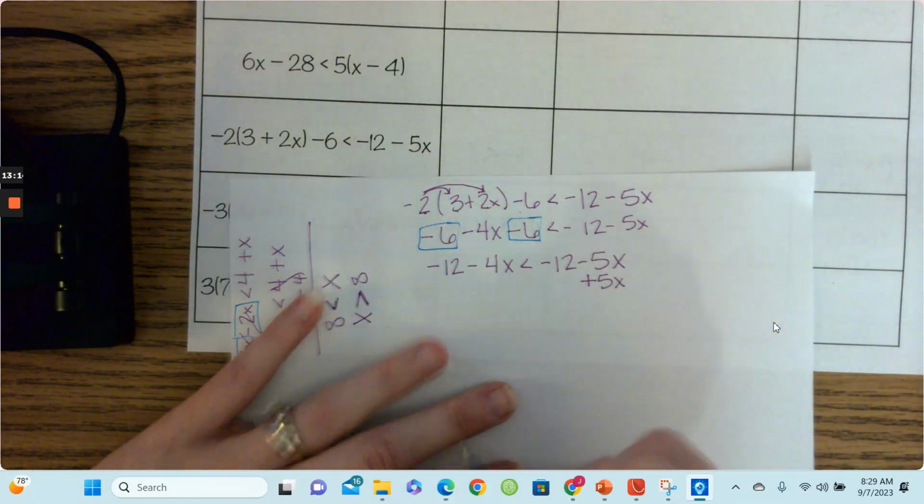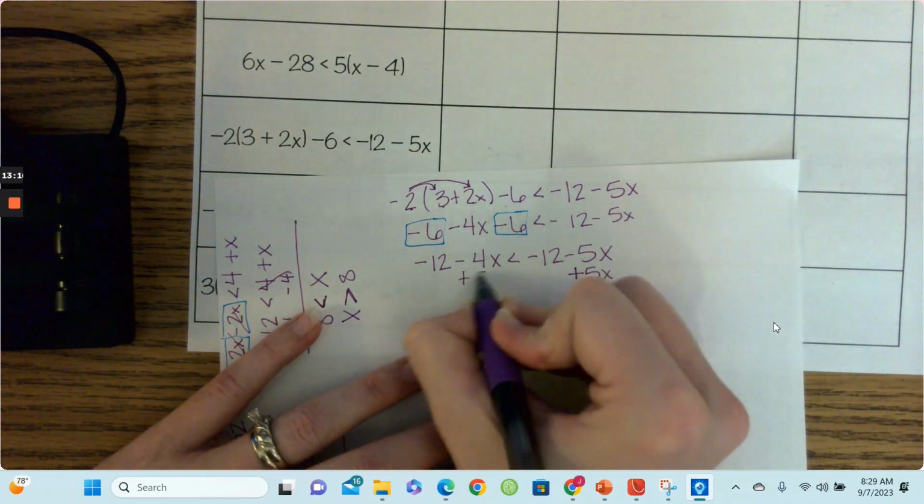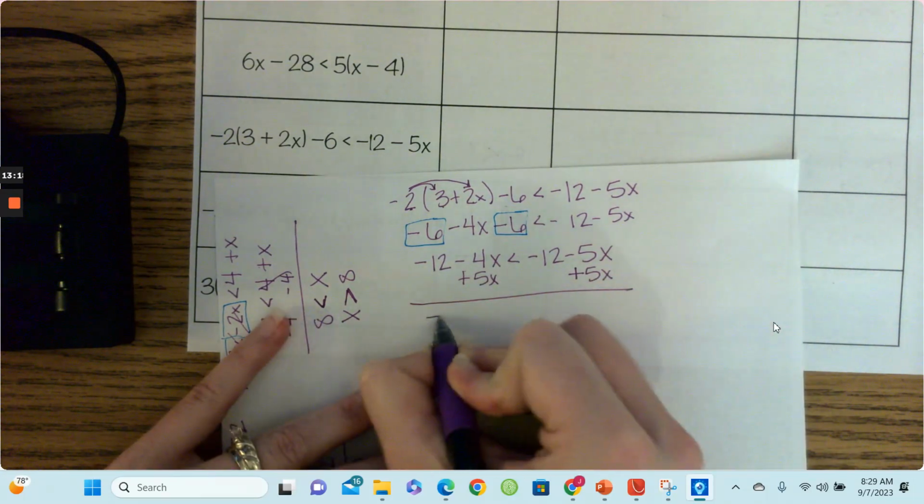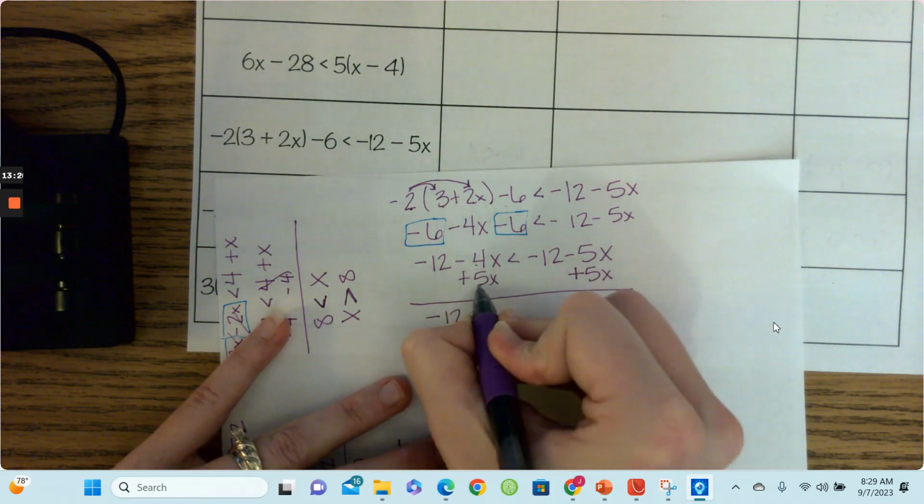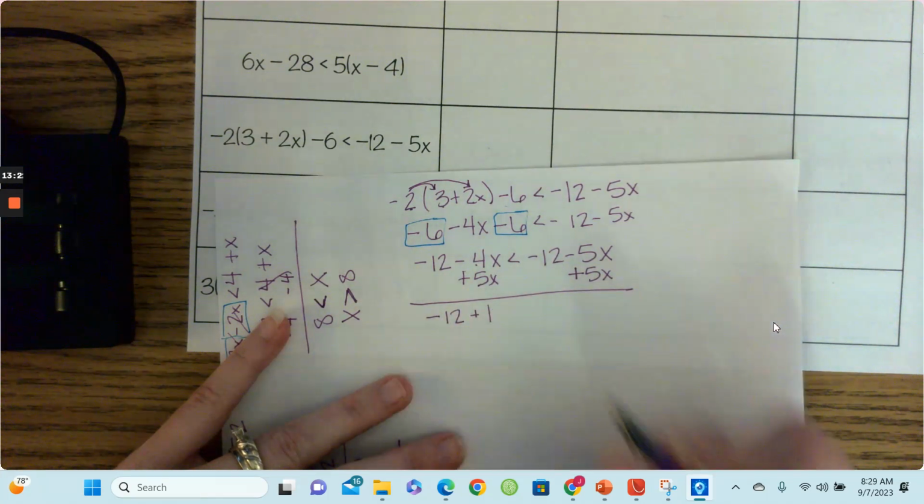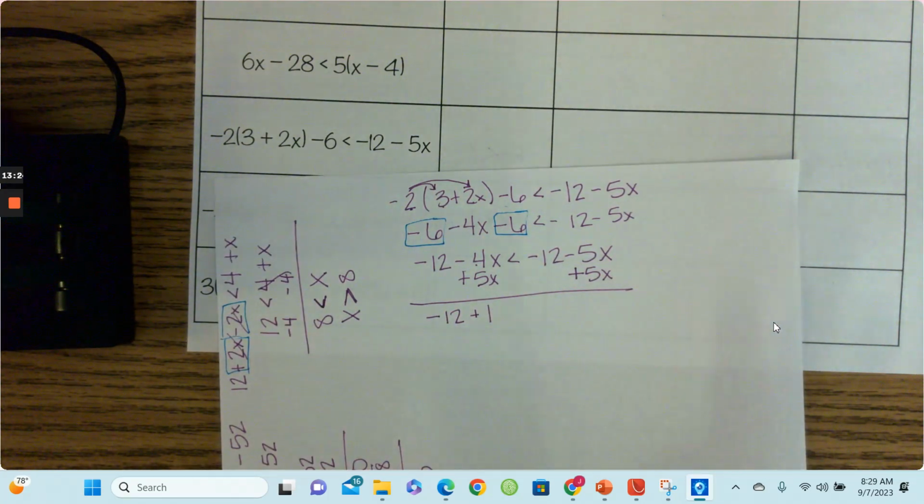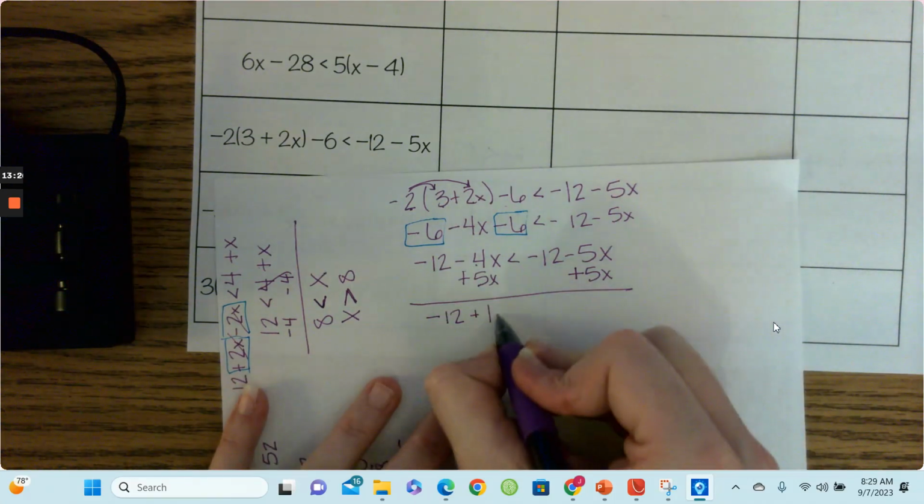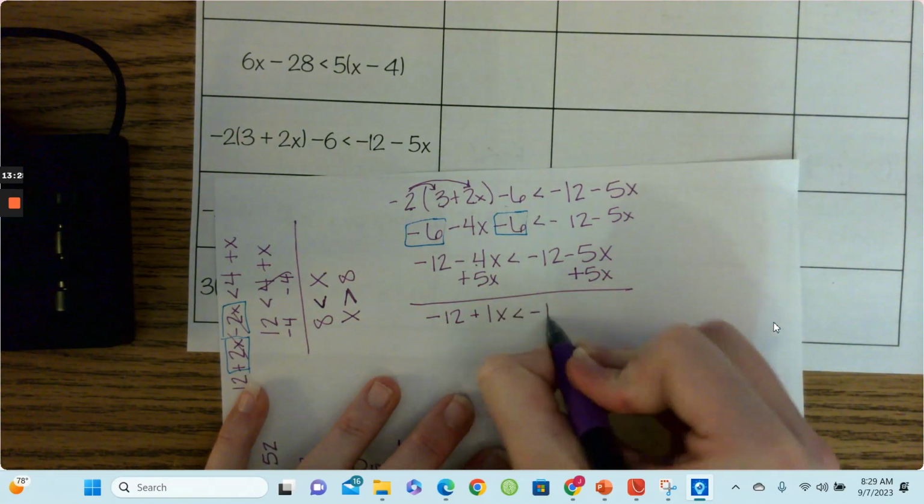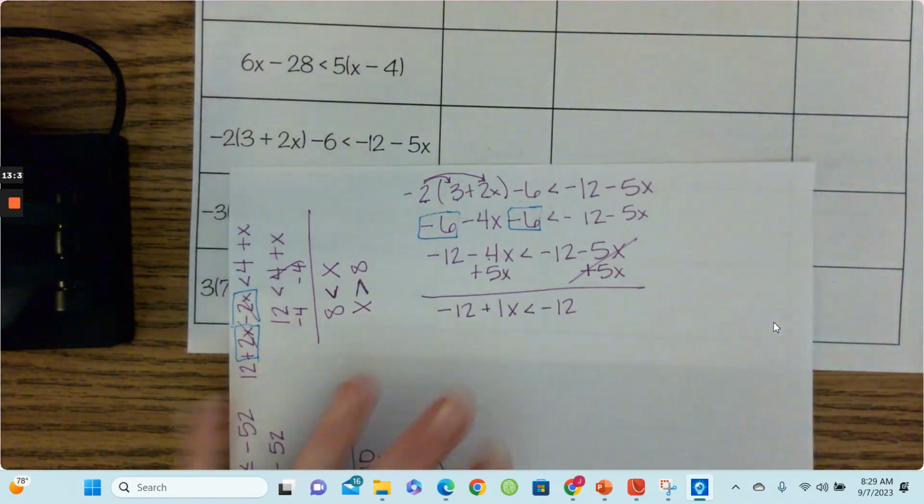When we're moving pieces, we're just adding or subtracting. So negative 4 and a positive 5. And I'm just going to put the 1 there because I'm not done with my work. It doesn't hurt anything right now. So if you need to put that 1 in as a placeholder, do it.